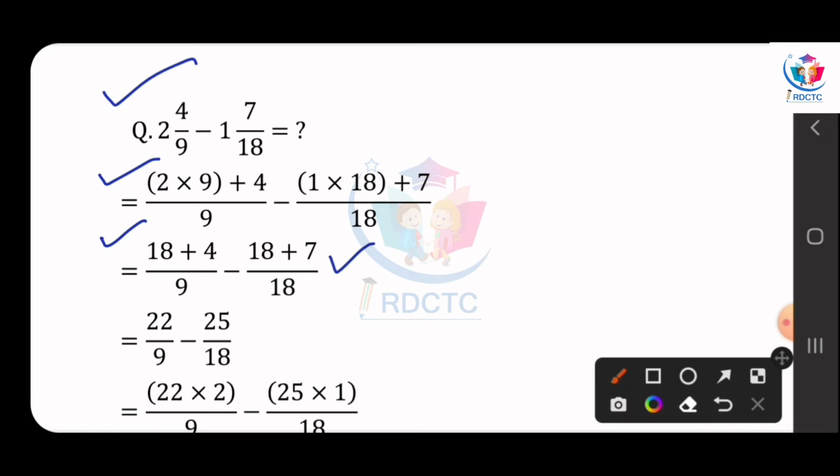Now we add the numbers. 18 plus 4 is 22 by 9 and 18 plus 7 is 25 by 18. Okay, here we got our fraction. Now we have to find out the LCM of 9 and 18.